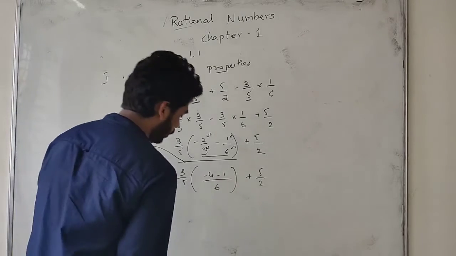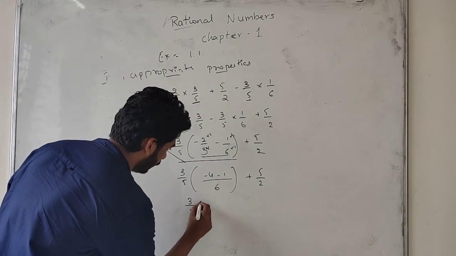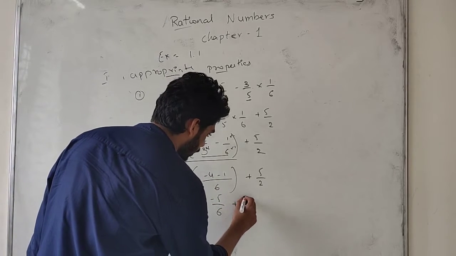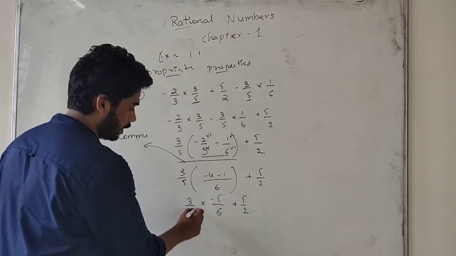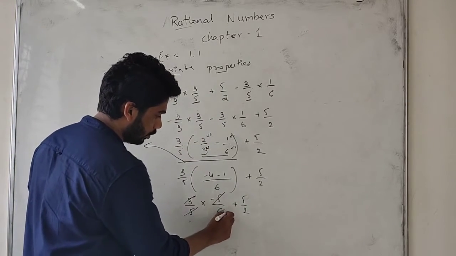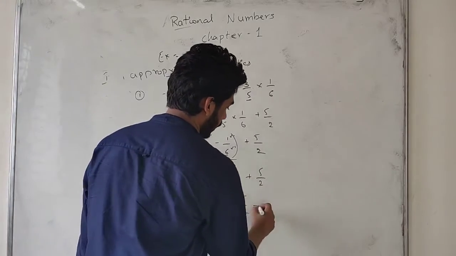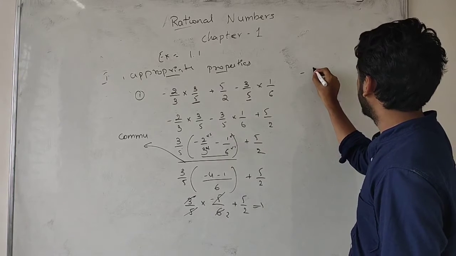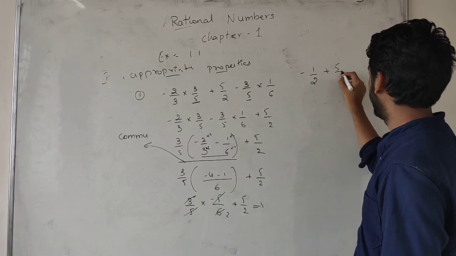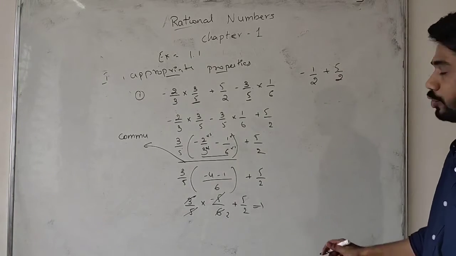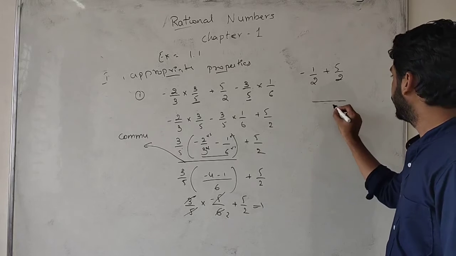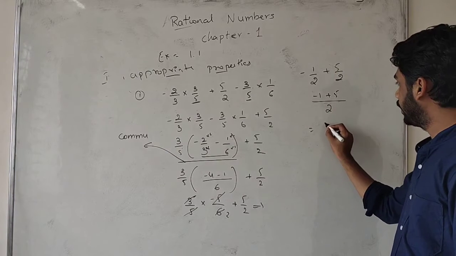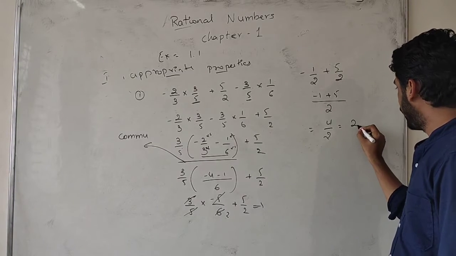After that, solve it. After solving it, we get 3 by 5 into minus 4 minus 1, that is minus 5 by 6, plus 5 by 2. Now you can cancel: 5 and 5, 3 ones are 3, 3 twos are 6. So finally we get minus 1 by 2 plus 5 by 2. So students, here the denominator is the same, so we can simply write minus 1 plus 5 by 2. Minus 1 plus 5 is 4 by 2. Your required answer will be 2.